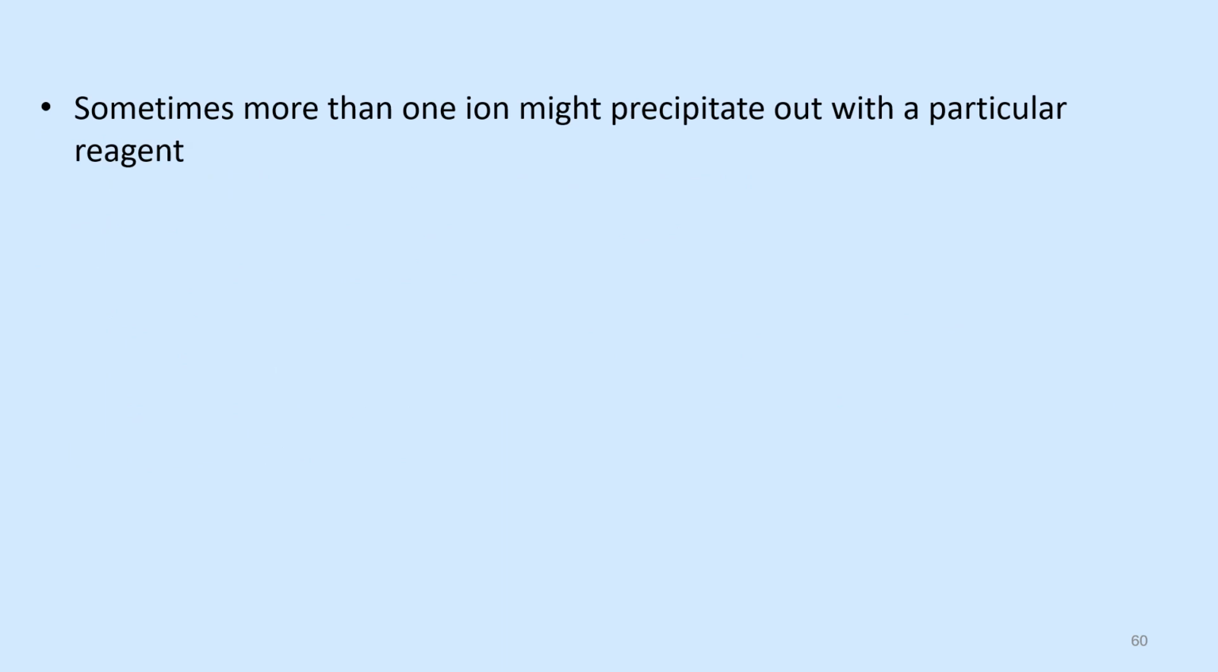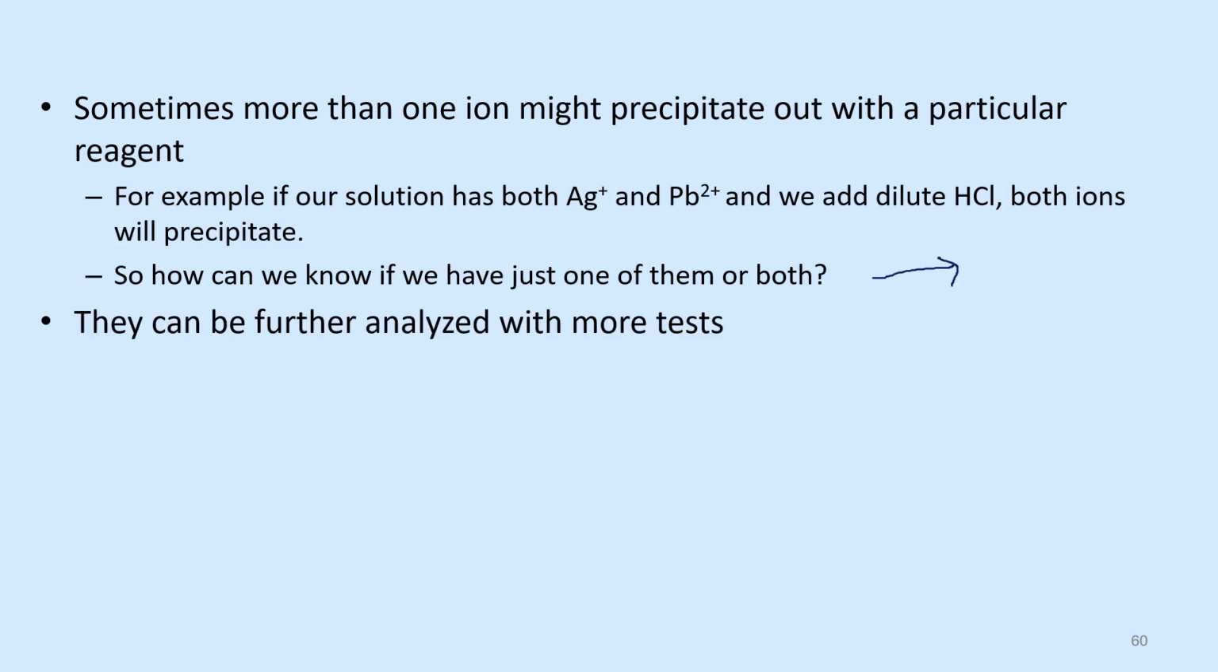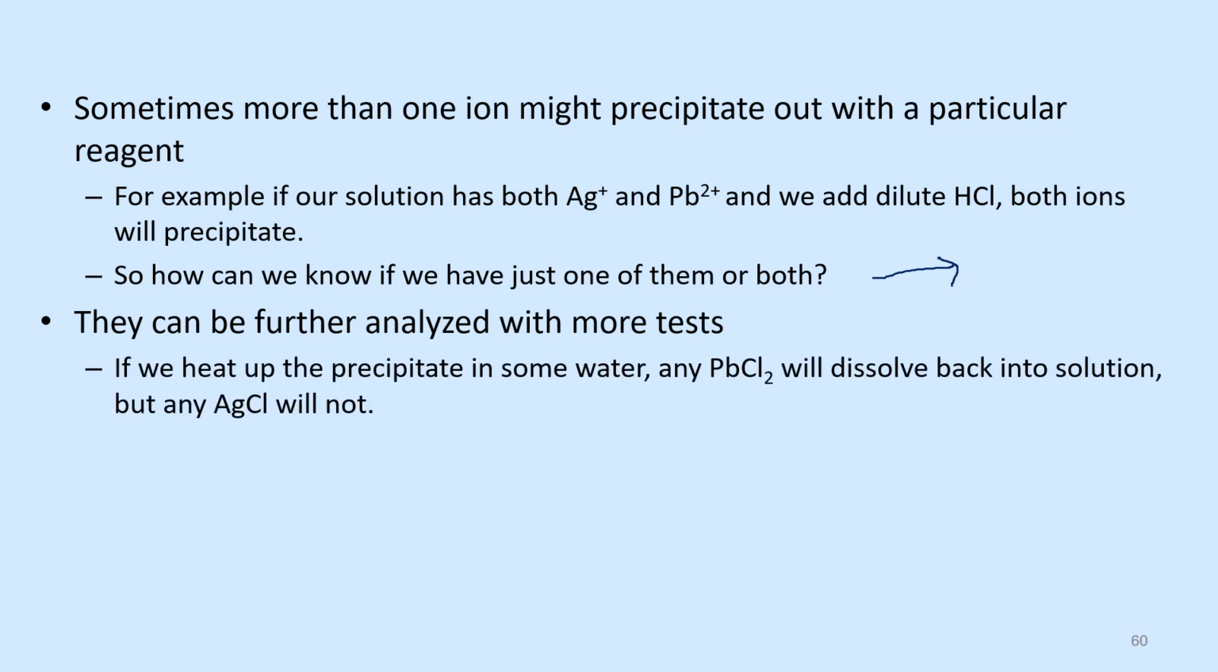Like I said, sometimes more than one ion might precipitate out with a particular reagent. For example, if you have both silver and lead and you were to add dilute hydrochloric acid, then both ions will precipitate. So how will you know if it's silver or if it's lead or if it's both of them? Well then, like I said, you can take that solid, separate it and do more tests on it. And this one we'll actually do in lab.